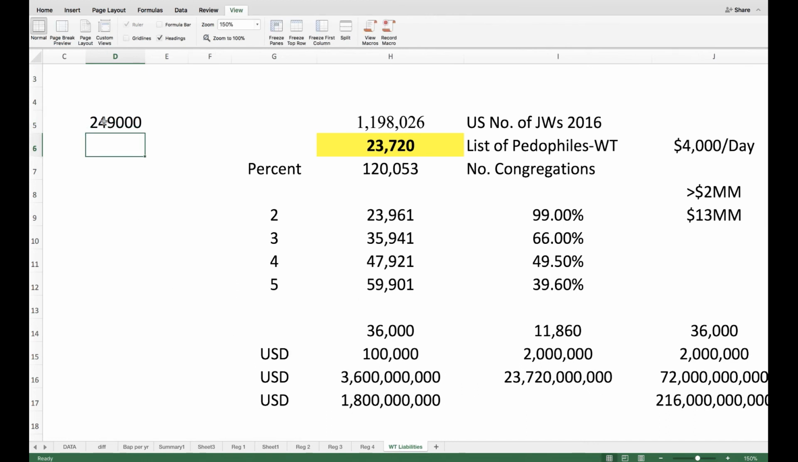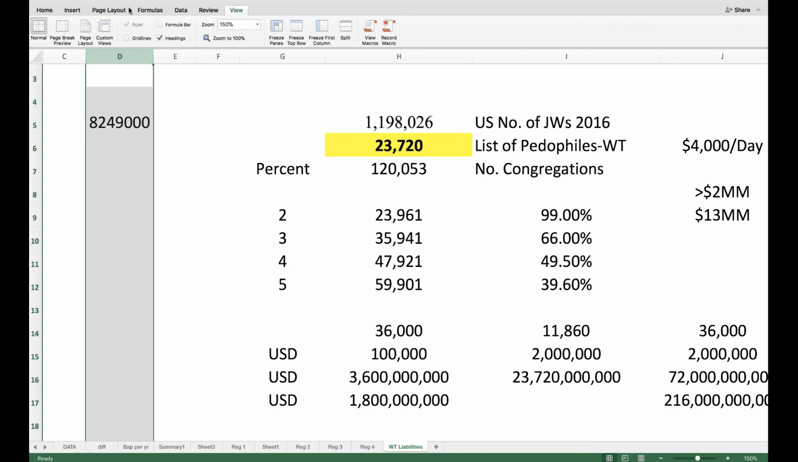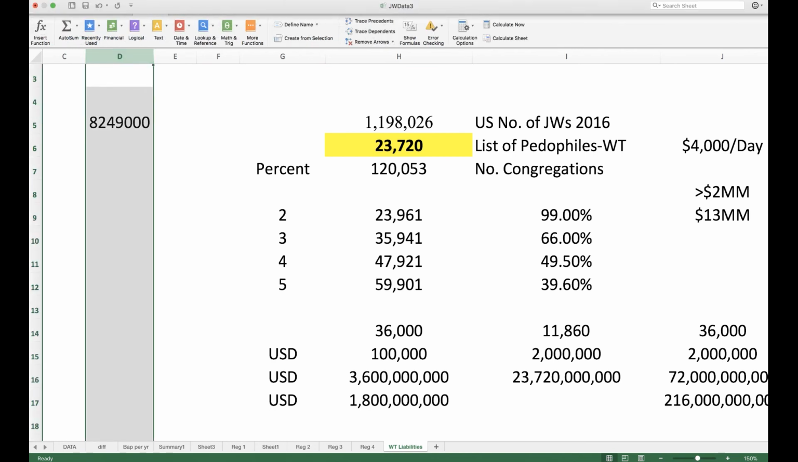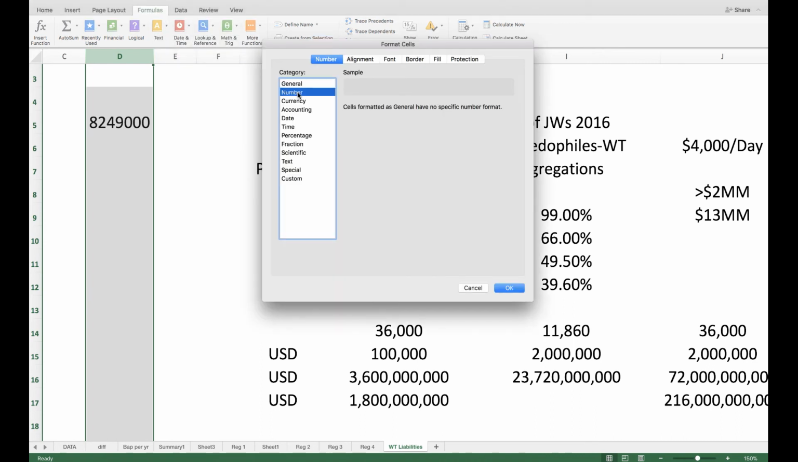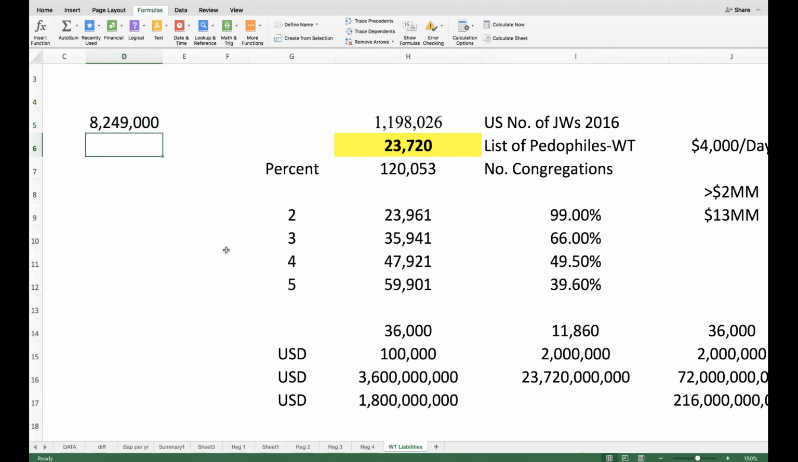249,123. I did something wrong there, didn't I? 8,249,000, and I'm going to format this so that I can... Darn it! Sorry. I'm a stickler about separators, commas. Okay, that's 8 million. Now, 3% of 8 million.